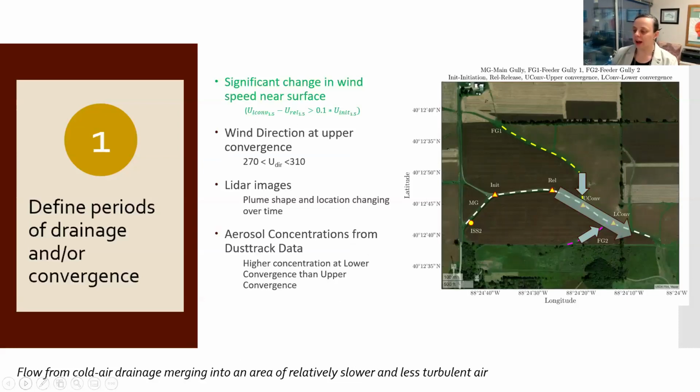convergent likely or not convergent likely. And then looking at that statistically to see if there's something that we can point out as, yes, this is when we're going to have convergent conditions, and this is when we're not going to have convergent conditions.